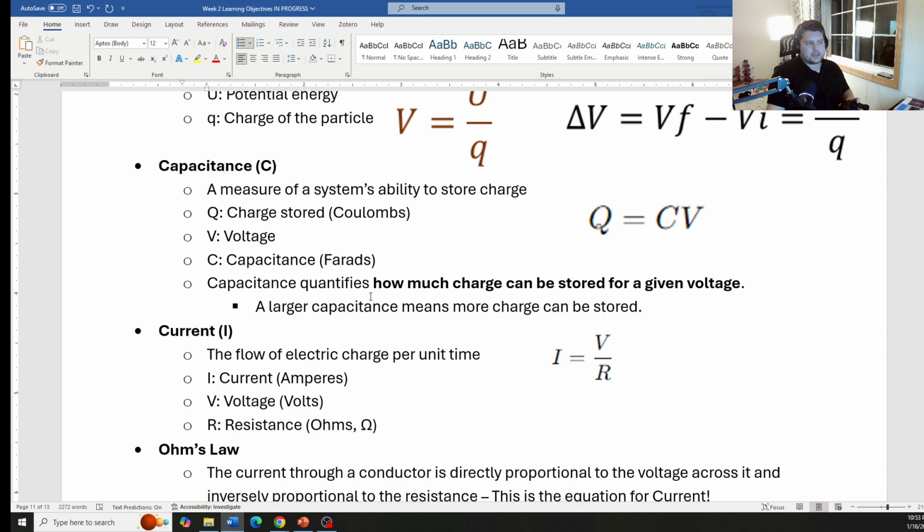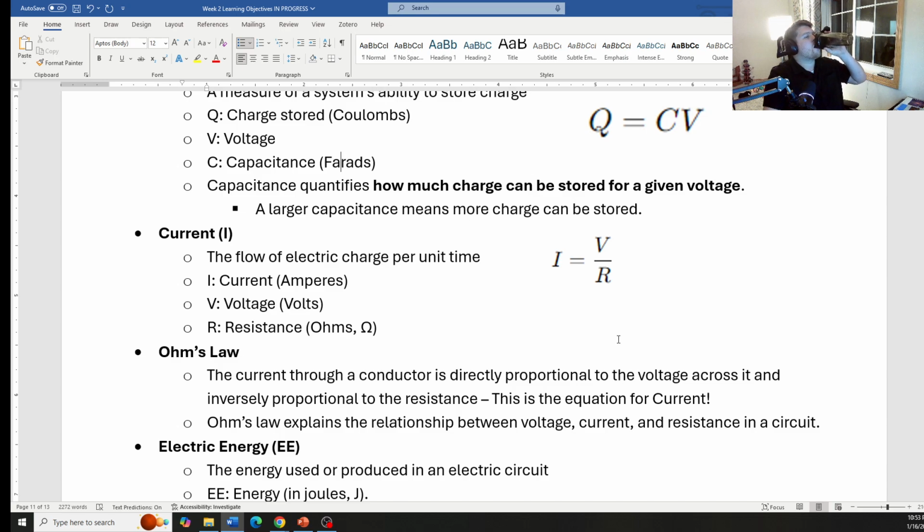So a larger capacitance means that we can store more charge. Next is current, represented by I. Current is measured in amperes, also known as amps. This is the flow of electric charge per unit time. So it's how much electricity is flowing at any given time. Current is equal to voltage divided by resistance. We'll talk about resistance in the next video.